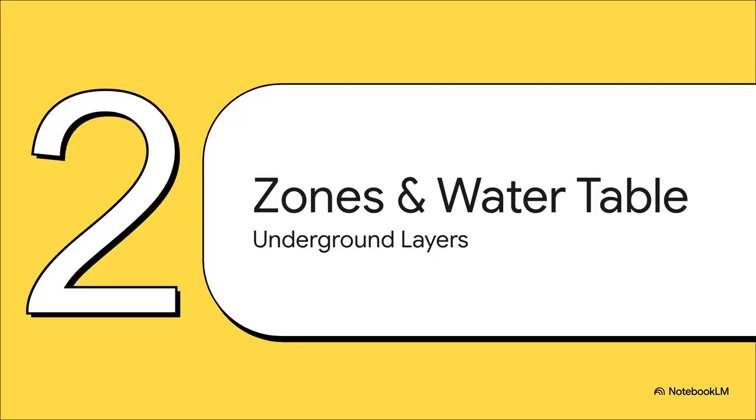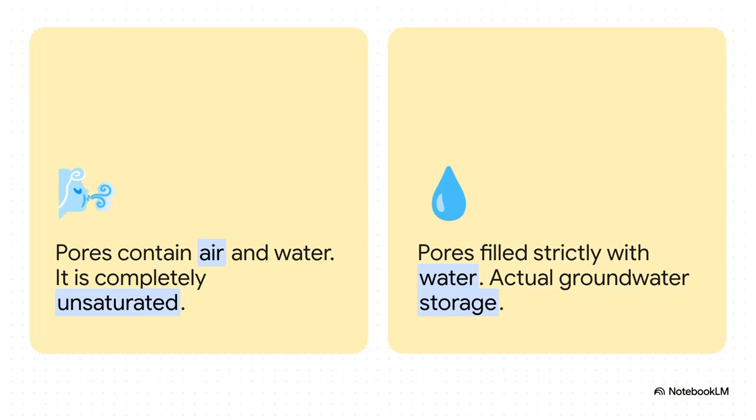Moving on to Section 2, Zones and the Water Table. So what actually happens is that infiltrated water travels deep underground. To build a really solid mental map here, picture two major layers right beneath your feet. First up is the zone of aeration. As water travels down, the soil pores in this layer contain a mix of both air and water, so it's completely unsaturated. But eventually, that water hits a point where it pools into what we call the zone of saturation. Down here, every single pore is completely stuffed with water, zero air. This right here is your actual usable groundwater storage.